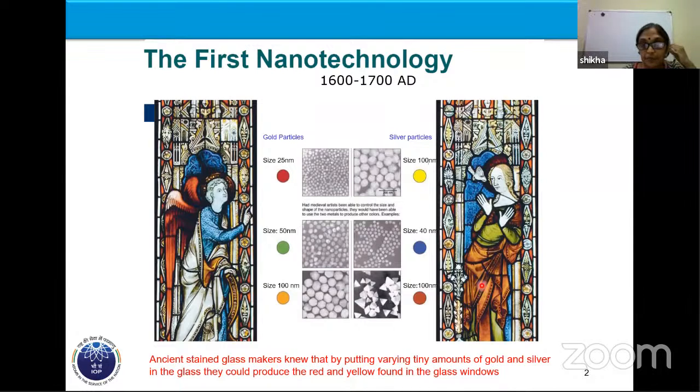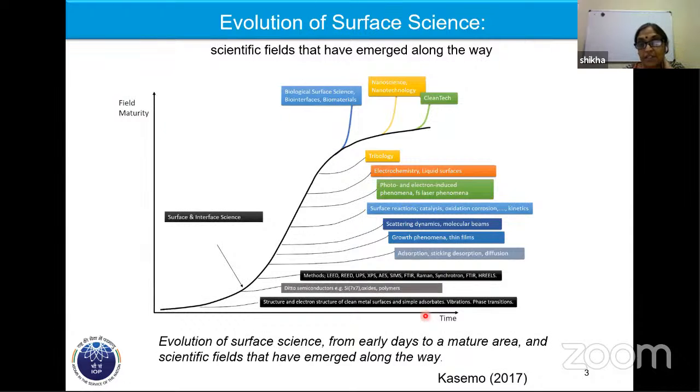Then of the metals, and then going to the semiconductors, invention of variety of techniques.